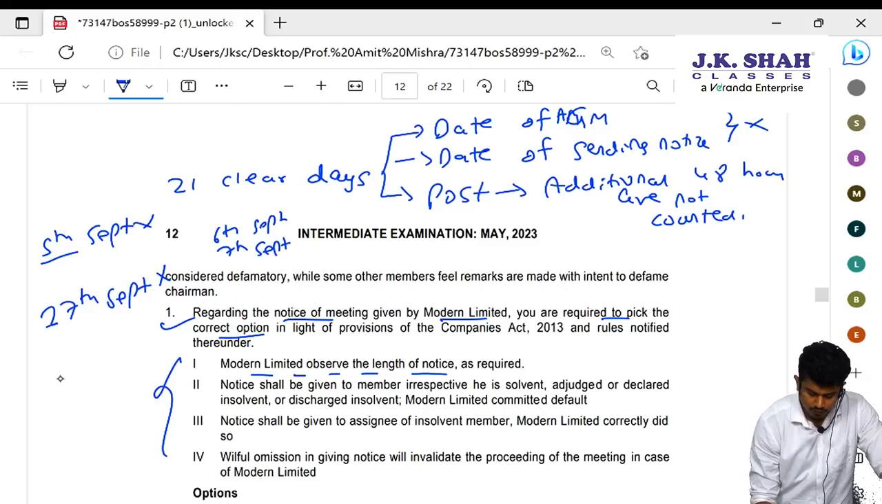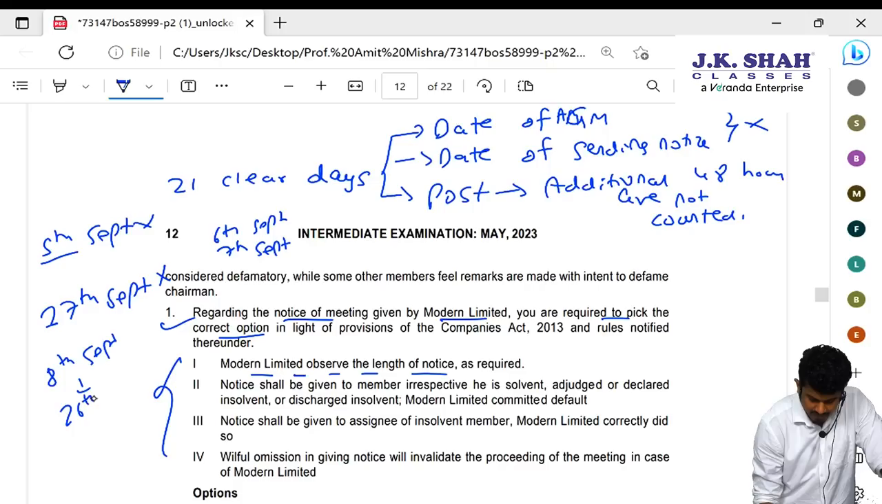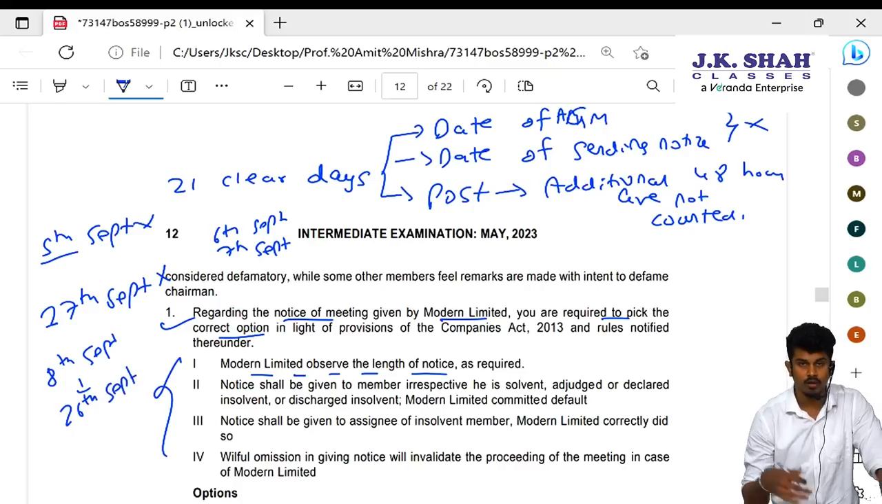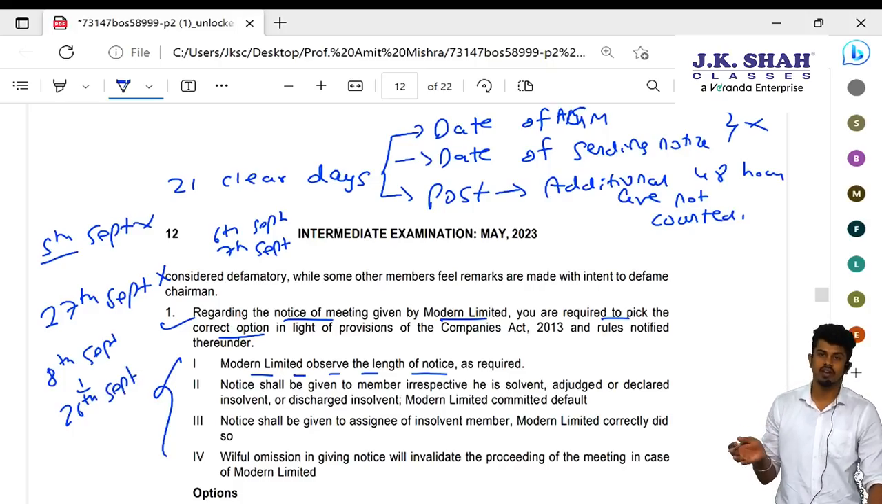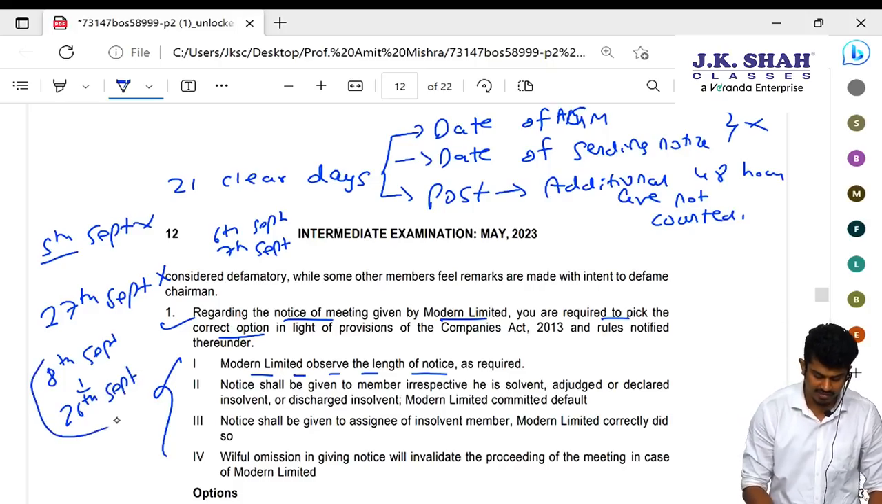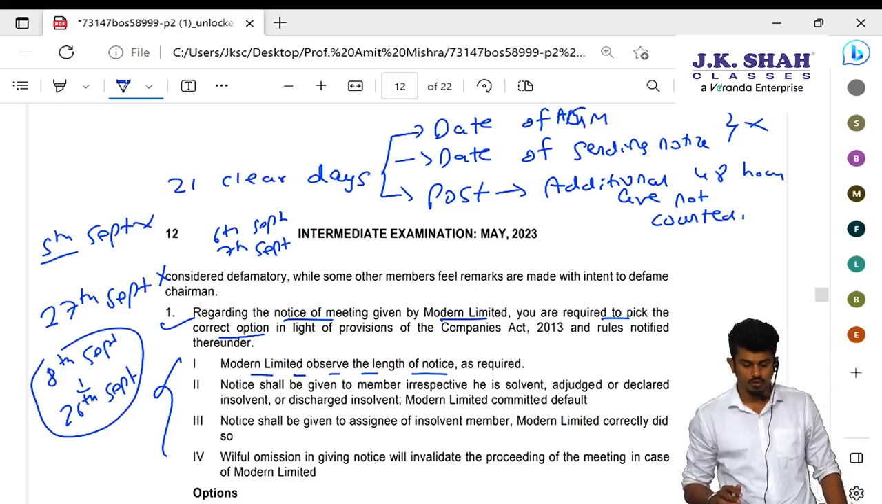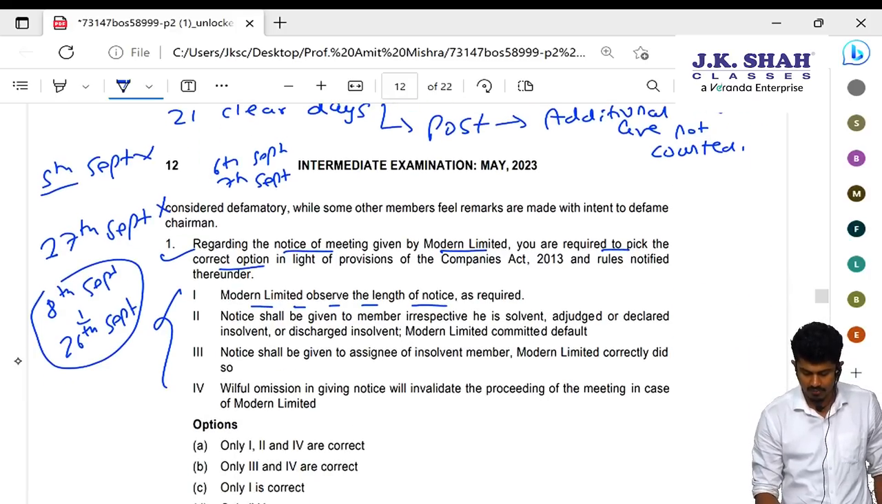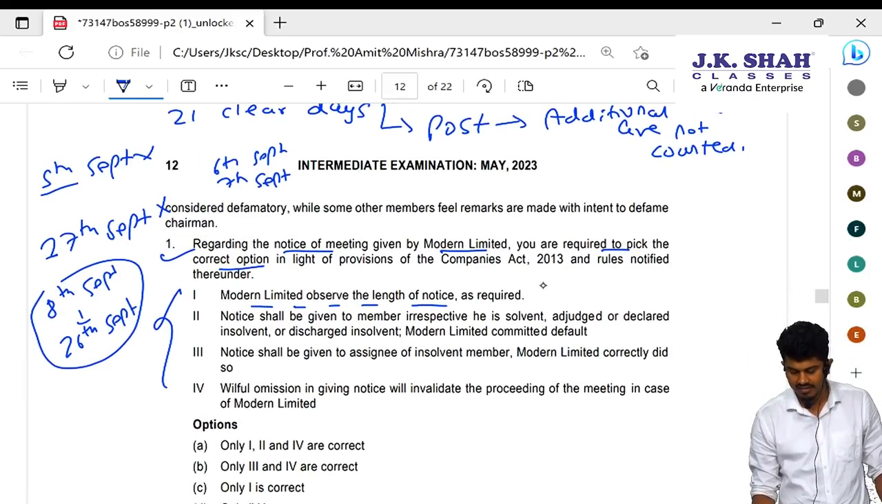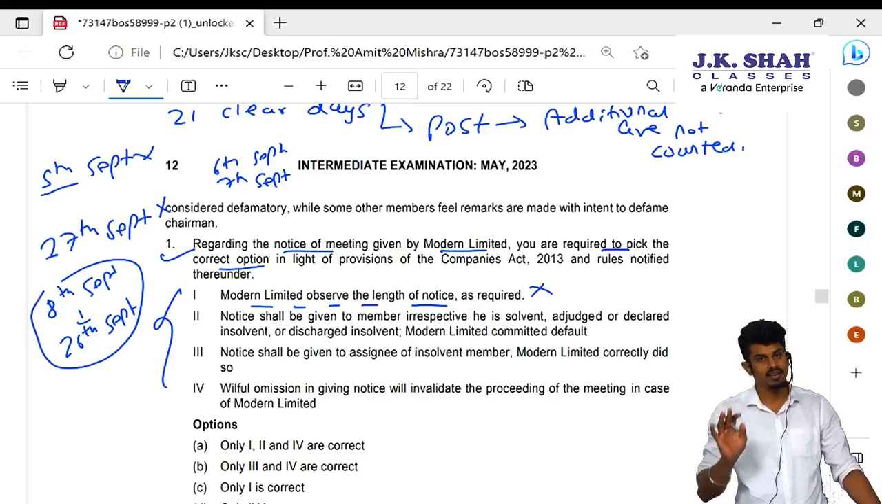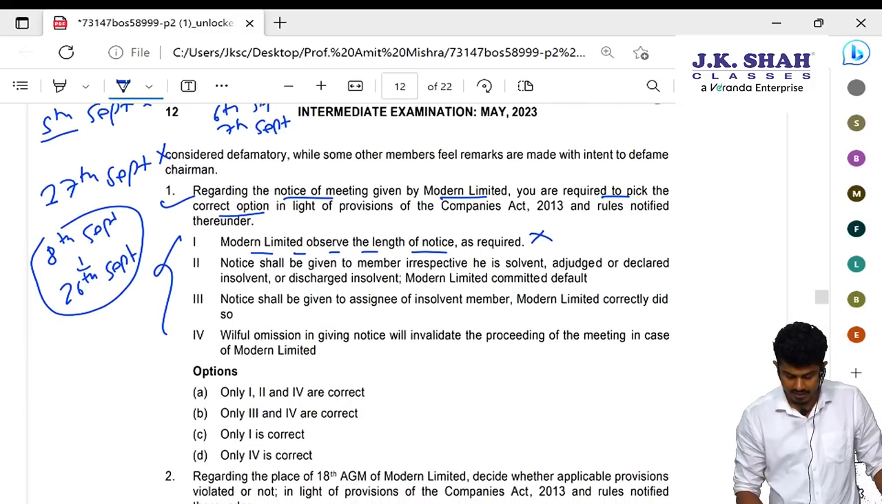So we'll have to count from 8th September till 26th September, which will definitely not be 21 days. We need 21 clear days. This is not 21 clear days. This is less than 21 clear days. Therefore, the first statement that Modern Limited has observed the length of notice is incorrect.